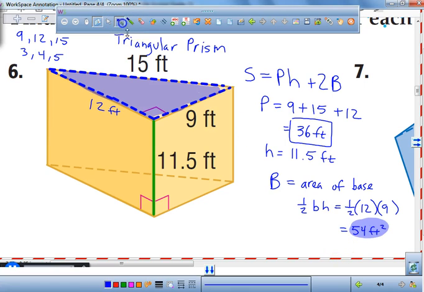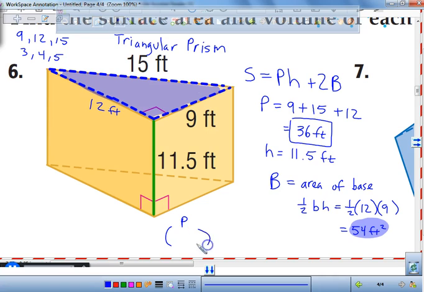So now we're going to plug in everything that we have. S equals P times H, perimeter of the base, times the height, plus 2 times the area of the base. Here we go. What am I plugging in for P? 36 feet. What am I plugging in for H?